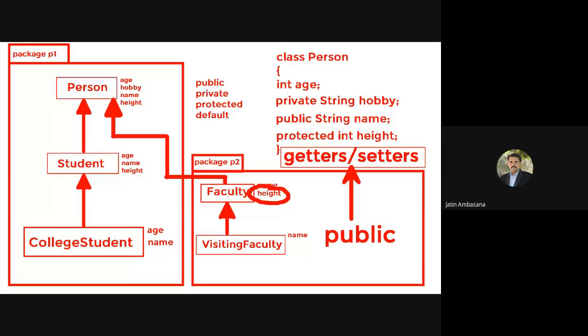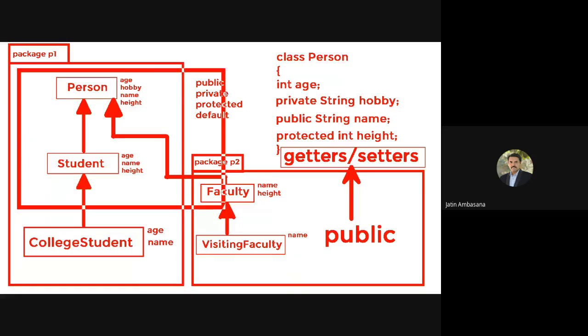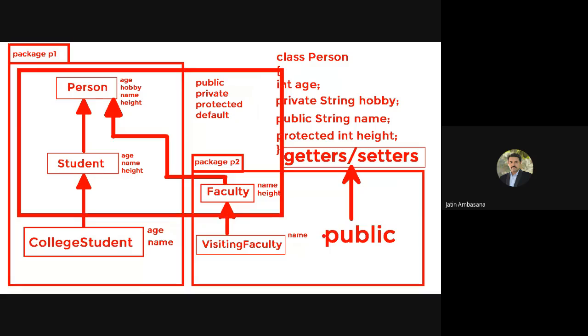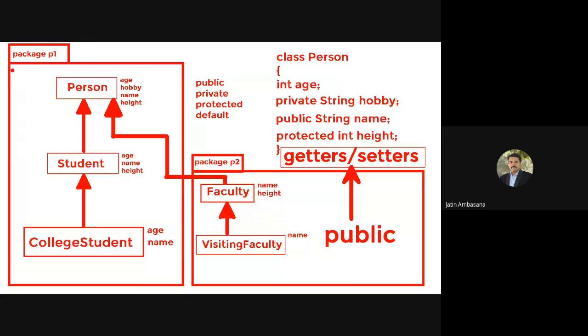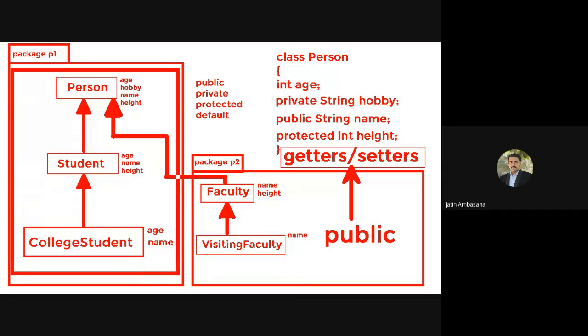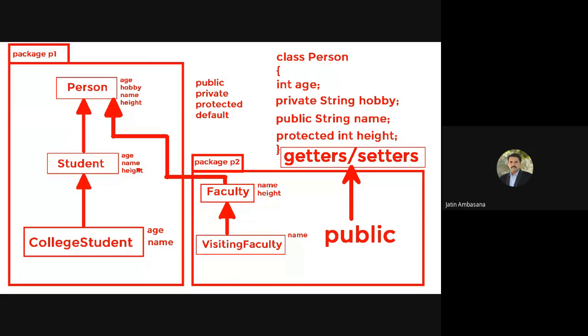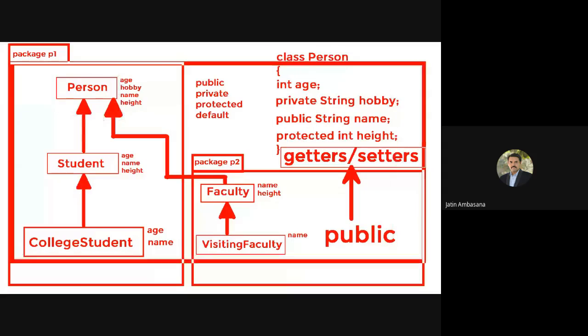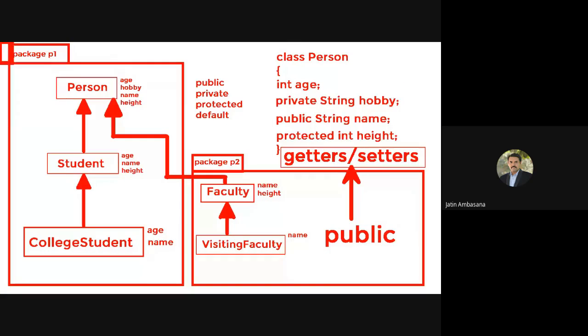For example, this height is not accessible here because height is protected, and protected scope is limited to the direct subclass that may be in the same package or in a different package. Default scope is limited to the current package. Private is limited to the current class, and public is unlimited. Okay, understand?